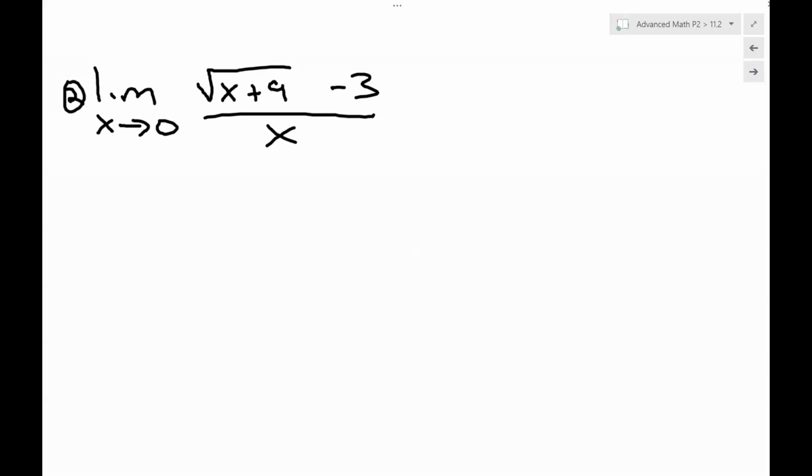All right, let's see if we can do the plugging in of 0 first, kind of in our head. I plug in 0, I get square root of 9. And I get 0 on the bottom. Well, the square root of 9 is 3. So 3 minus 3 gives me 0 over 0. So we're going to take this function, multiply top and bottom by the conjugate. So the conjugate here would be plus 3.